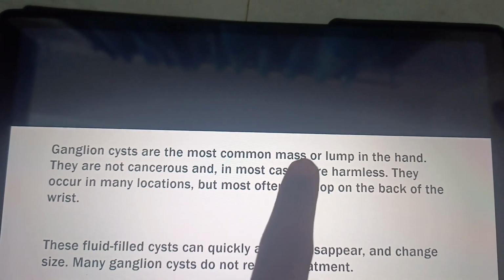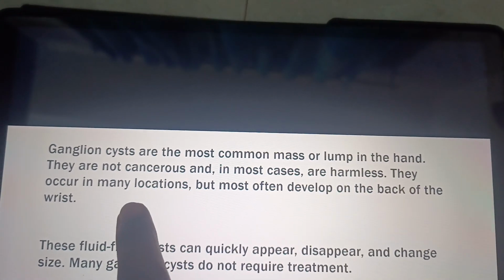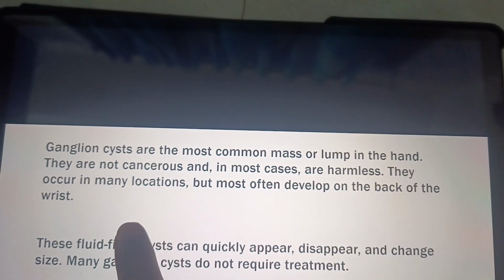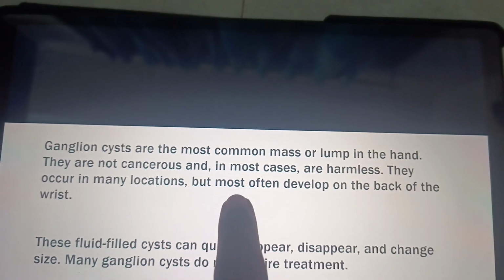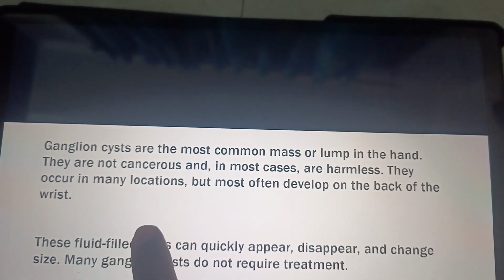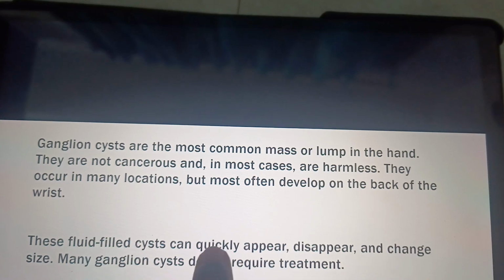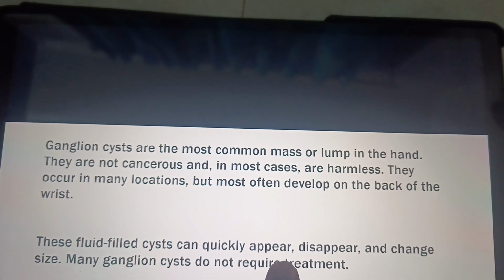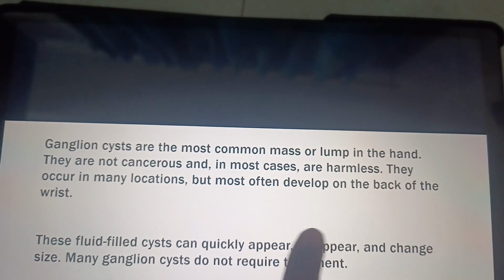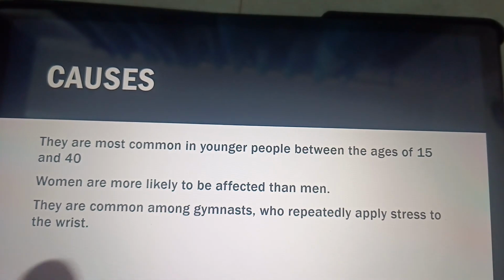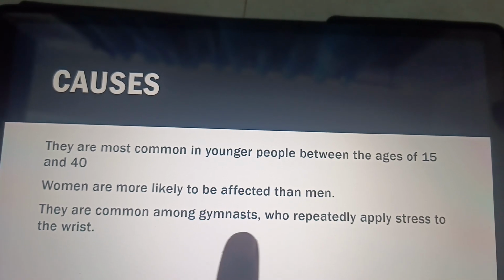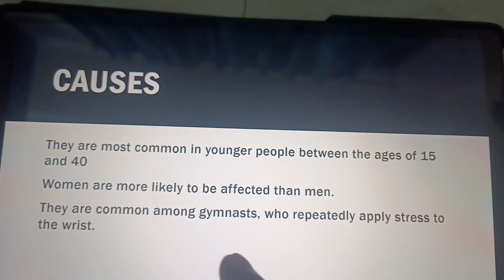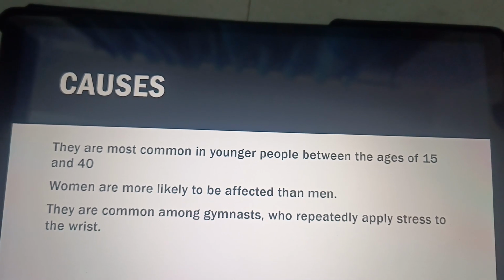Ganglion cysts are the most common mass or lump in the hand. They are not cancerous and in most cases are harmless. They can occur in many locations but most often on the back of the wrist. These are fluid-filled cysts that can quickly appear, disappear and change in size. Many ganglion cysts do not require any treatment because they significantly regress on their own, so we do not do any aggressive treatment. But if it is causing significant nerve compression, the patient usually comes with complaints of pain, tingling sensation and so on.